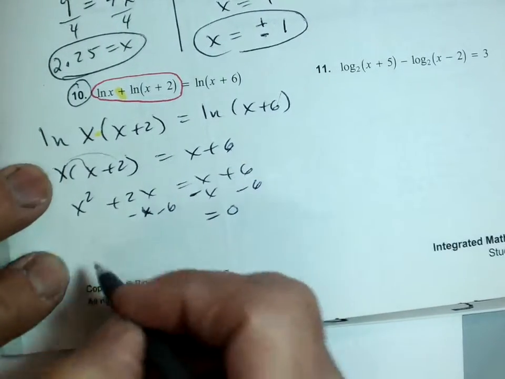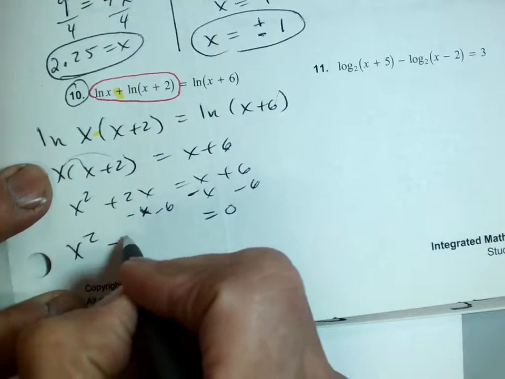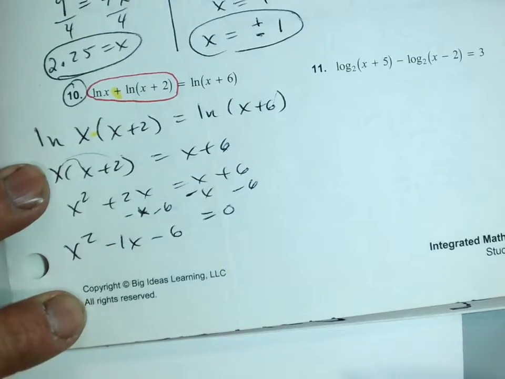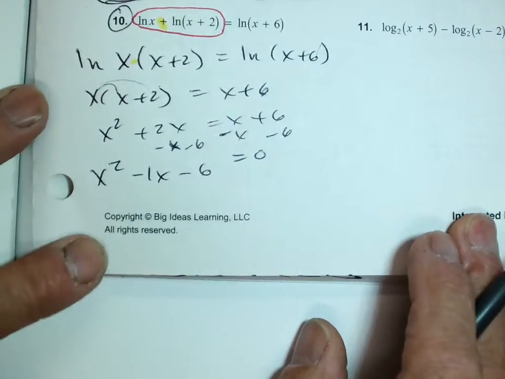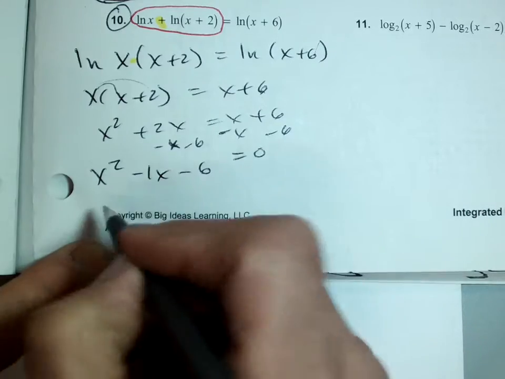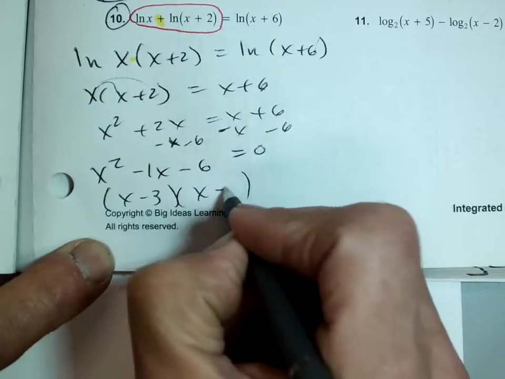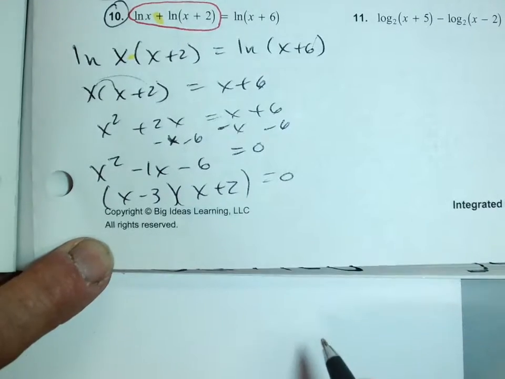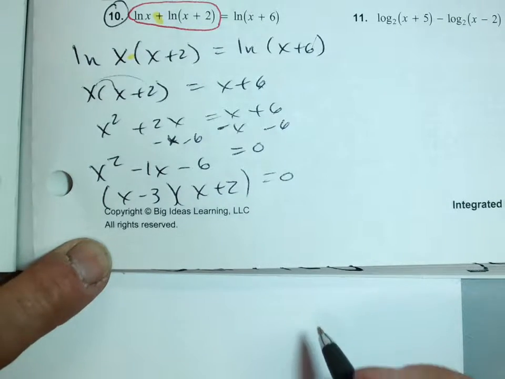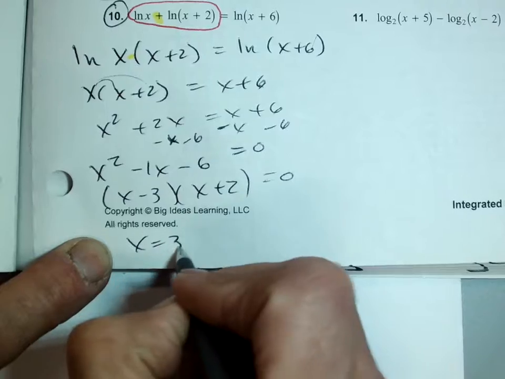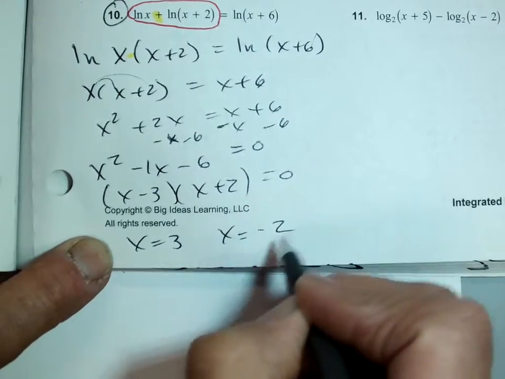Okay, let's see what we have. We've got x squared minus 1x minus 6. I can factor that, right? I can go x minus 3, x plus 2 equals 0. And I can solve. I got x equals 3 and x equals negative 2.